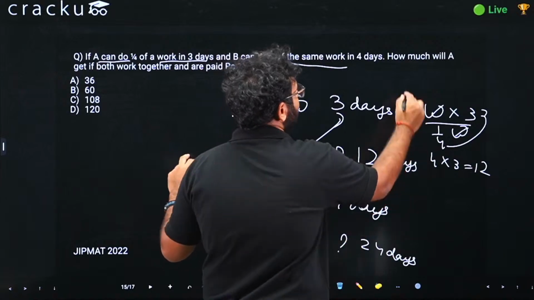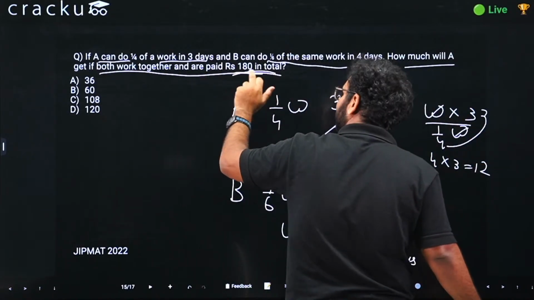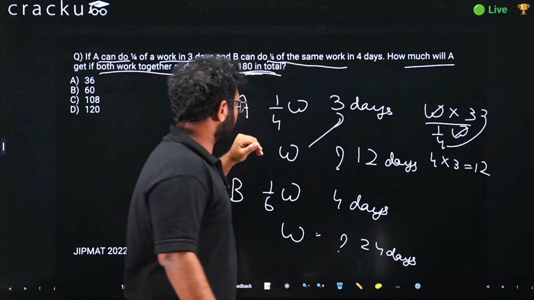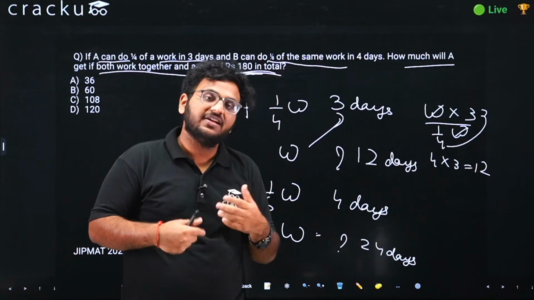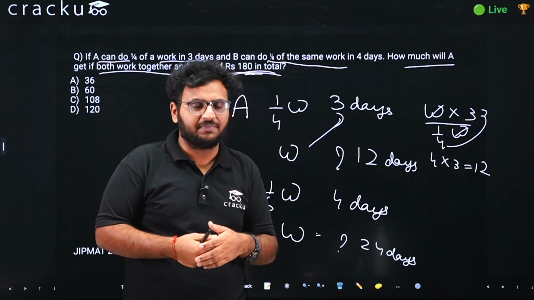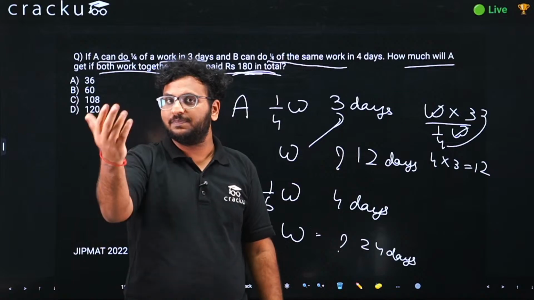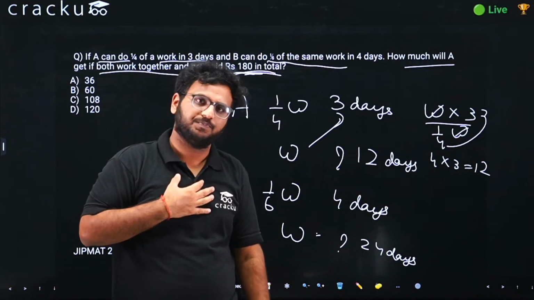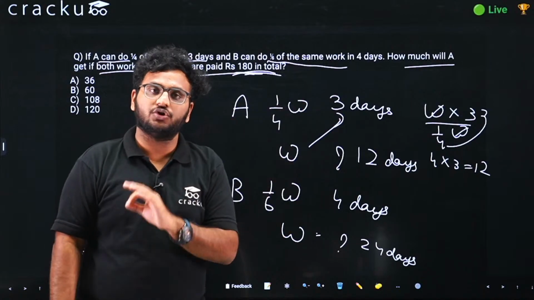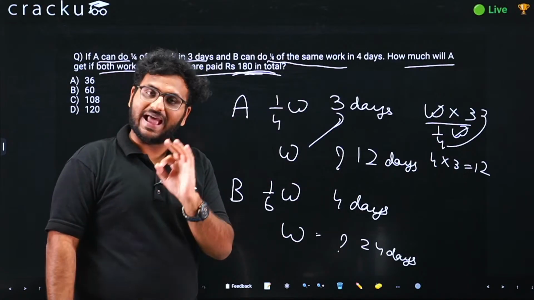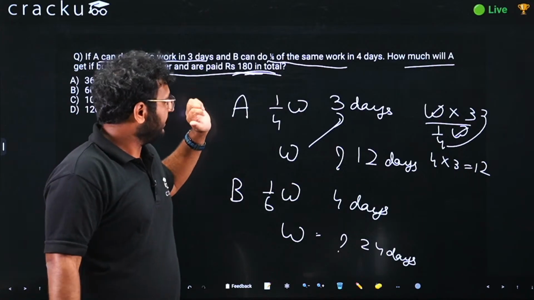Now, how much will A get if both work together and are paid 180? See, this is something new. Okay. So always remember, if I do more work, then I will be paid more. If you are doing less work, then you will be paid less. If you are doing double my work, then you should be paid double as much as I am paid. Okay. So always the efficiency is directly proportional to the work, directly proportional to the amount which I am paid. Okay. So let us solve this question.